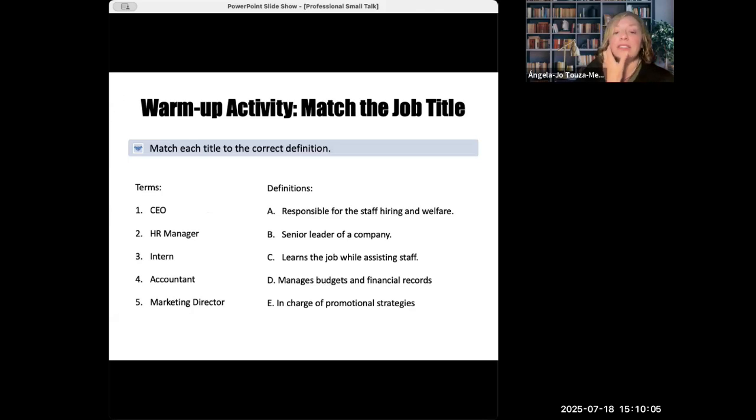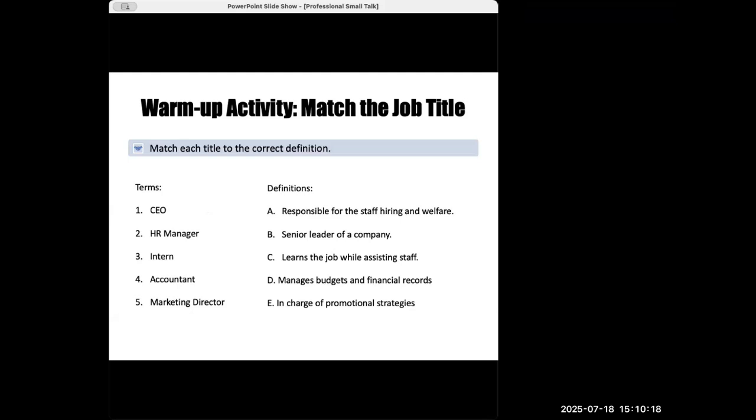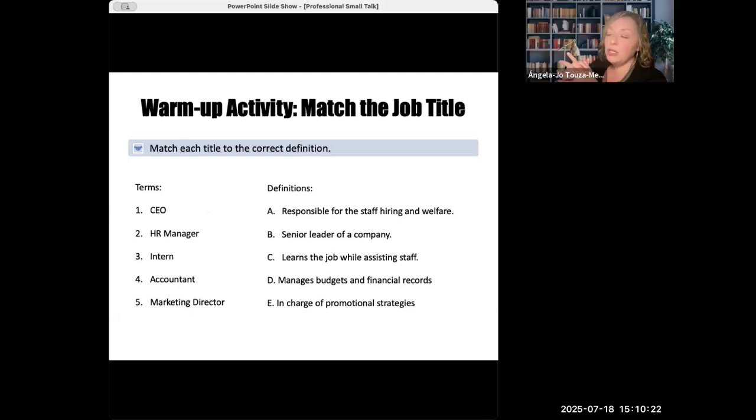Okay, so Dale, I'm going back to you. The accountant. Which definition matches the role of the accountant? Well, the correct answer, according to me, is manages budgets and financial records. Absolutely. Thank you so much. And then 5, the one that's left, is the marketing director, and that person is in charge of promotional strategies.